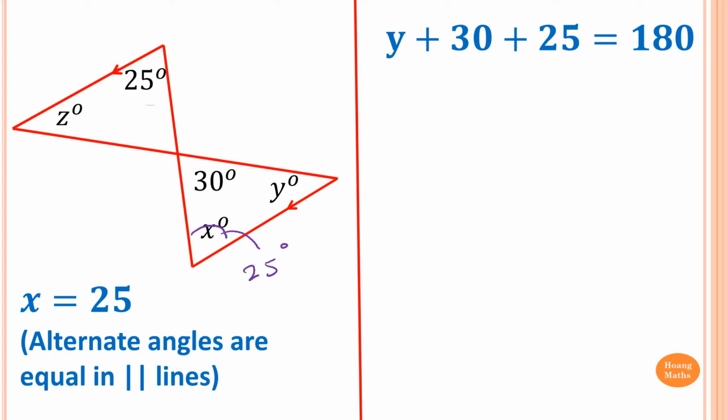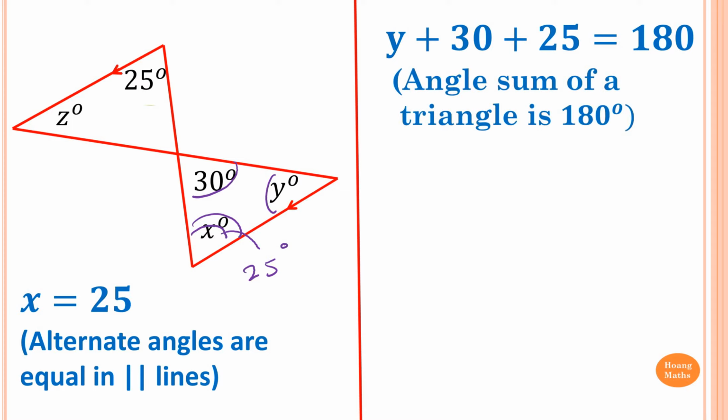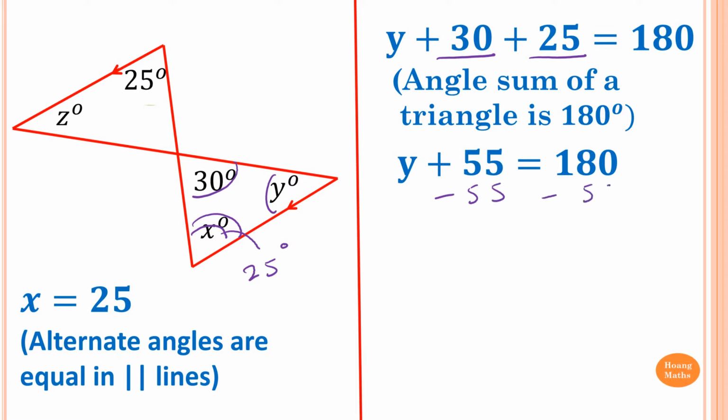So now we just go Y plus 30 plus this, which is 25, is 180. And the reason is angle sum of a triangle is 180 degrees. And to solve for Y, 30 plus 25 is 55. So Y plus 55 is 180. So what I do, I minus 55 on this side and I minus 55 on this side.